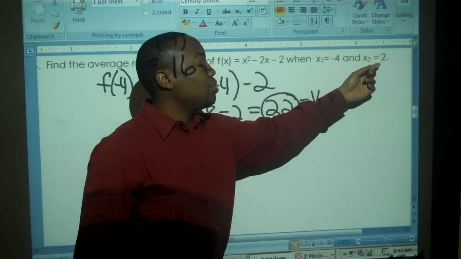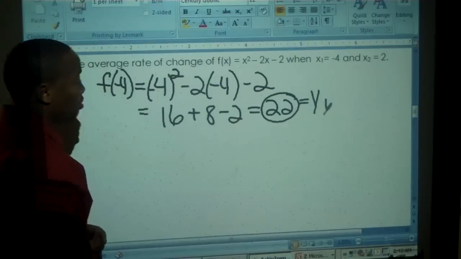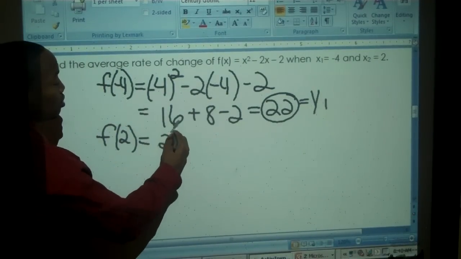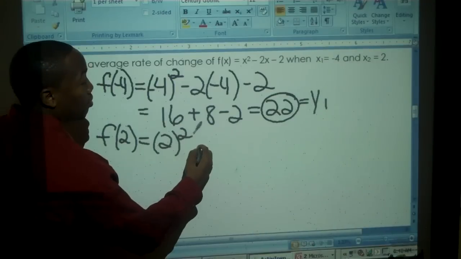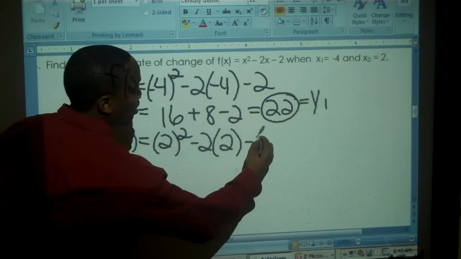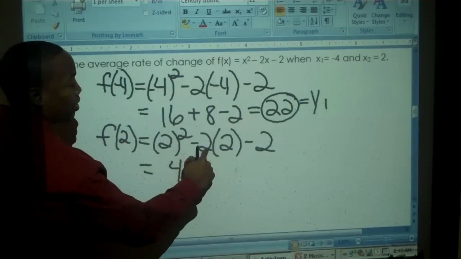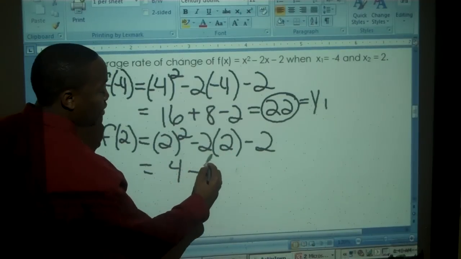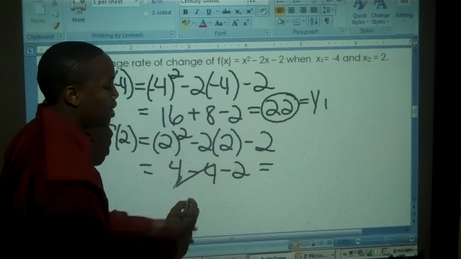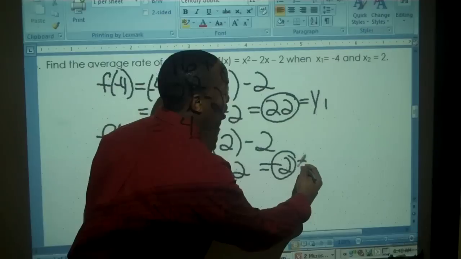Now my x2, same process. Take my x of 2, plug it in, and I should get my y2. So f of 2 is equal to 2 squared minus 2 times 2 minus 2 again. So 2 squared gives me 4. Negative 2 times 2 gives me a negative 4, minus 2. We instantly see 4 minus 4 will cancel out, and I'm left with just negative 2. This equals my y2.